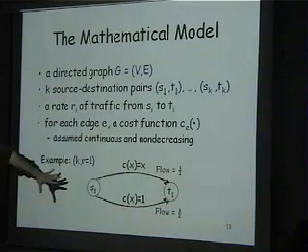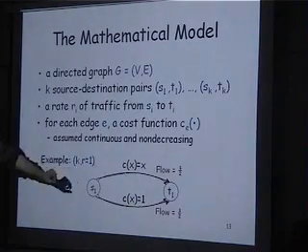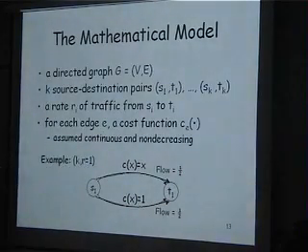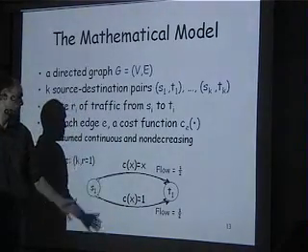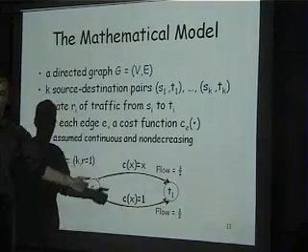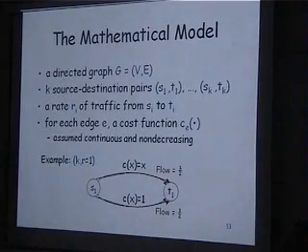Okay. So for example, in the two-node example, we had one source-sink pair, we had one unit of traffic, and our cost functions were the identity function and the constant cost function of 1. And with respect to the half-half routing of traffic, we had cost 1/2 on top and 1 on the bottom. Okay. So that's what I mean by a network that suffers from congestion.